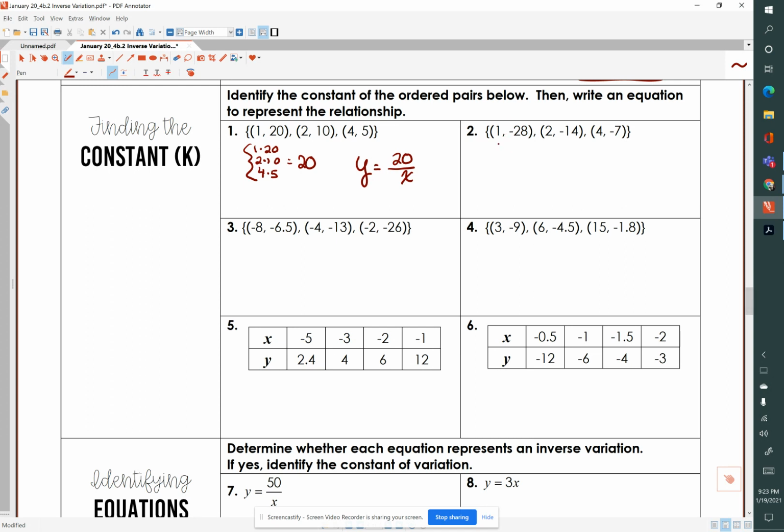So let's check out the next ones. Inverse variation is in many ways much easier. So we have 1 times negative 28, 2 times negative 14, 4 times negative 7, and in each case, they will all equal negative 28. So our constant of variation is negative 28, and our equation is y equals negative 28 over x. So go ahead and try 3, 4, 5, and 6, and let's compare answers in a minute.